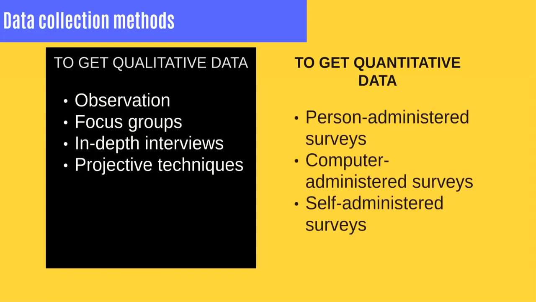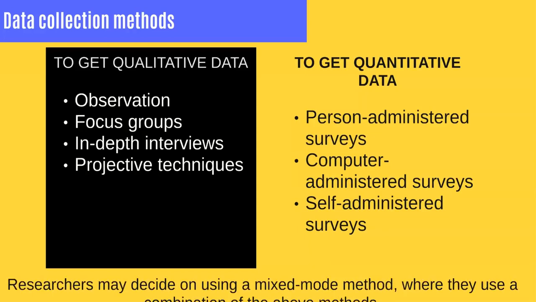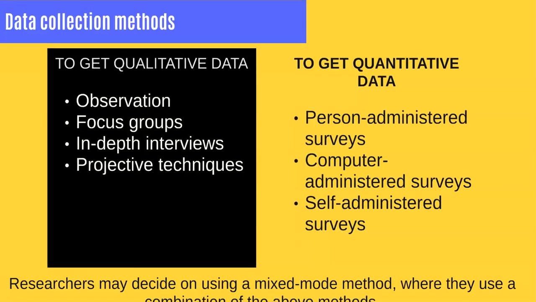To get quantitative data, on the other hand, we refer to three main methods, all of them being surveys. It's a bit cut off, but researchers may decide on using a mixed mode method where they use a combination of the above methods. First, you can observe, draft your questions, and provide a survey.